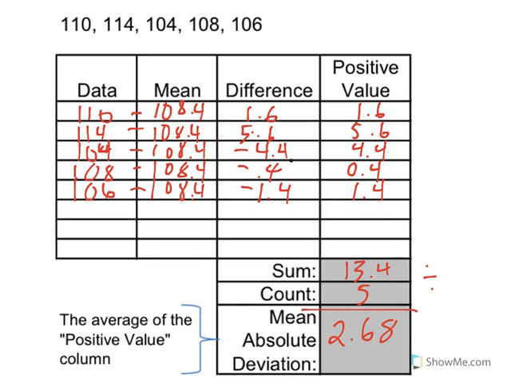Still, that is a small MAD, which means we have a small spread, but it is a larger spread than the last set. Probably because we've gone up to 114 now, all the way down to 104. So those numbers are more spread out than the ones that we had before. So this is still, I would consider, a small spread, but when we're comparing it to the last one, it is a larger MAD than the last one.